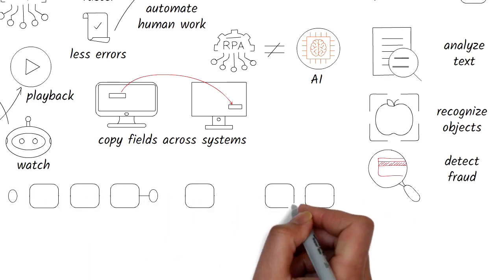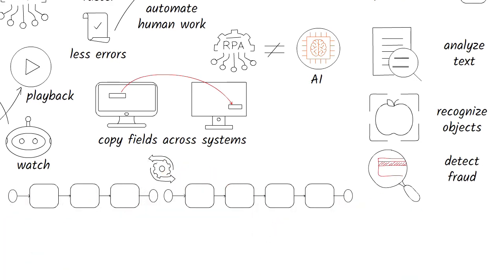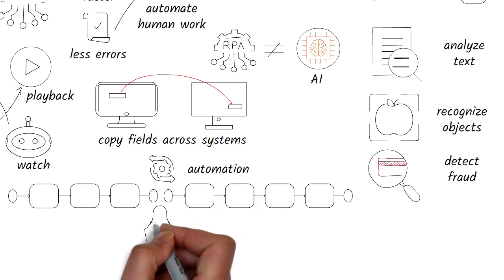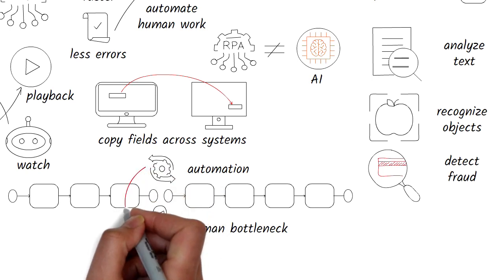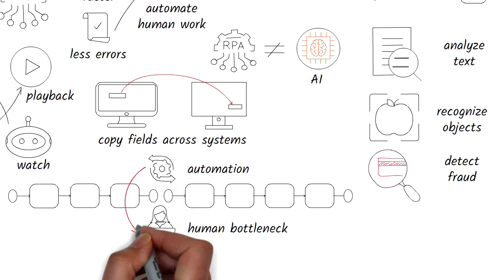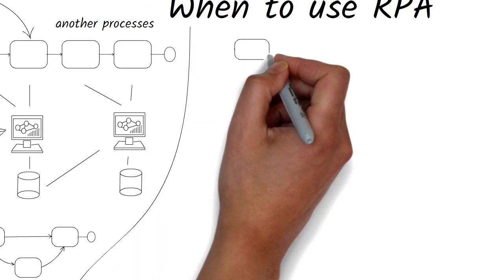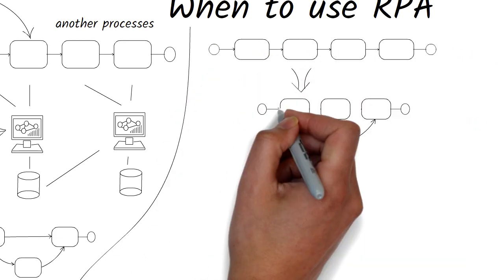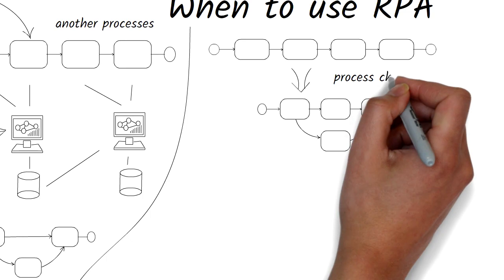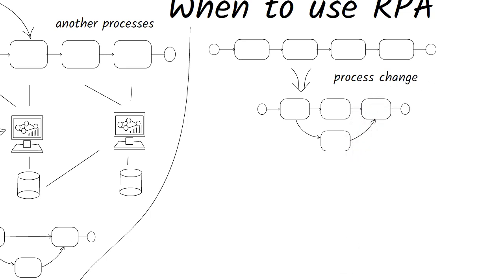When you use RPA, you're not changing the process, just automating the integration. The human bottleneck in the process is removed. If an RPA cannot handle a specific situation, it just alerts a human who can take care of such exceptions. But if you think that the process itself needs to be changed because there's a new way of doing things perhaps, then RPA is not the way to go.